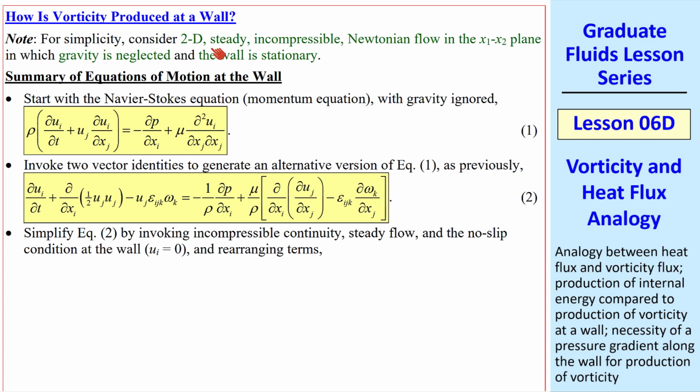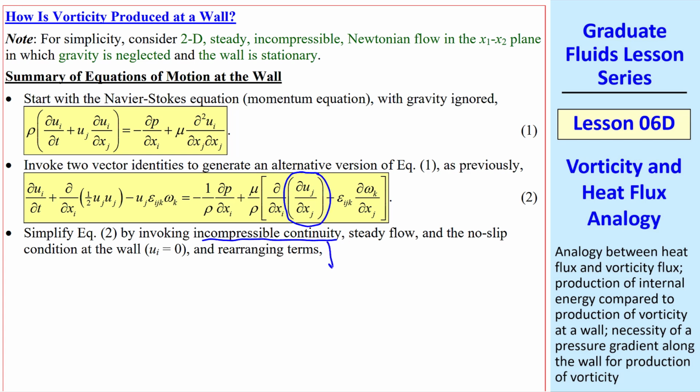Again, we're considering 2D steady incompressible Newtonian flow in the x1, x2 plane. I'm also going to ignore gravity for simplicity, and we'll assume that our wall is stationary. We start with the Navier-Stokes equation without the gravity term, which is written out here in tensor notation as equation 1. If you look back at some previous lessons, you'll see how we invoked two vector identities to get an alternate version of equation 1, in terms of vorticity, here the curl of velocity, which occurs in this term and this term.